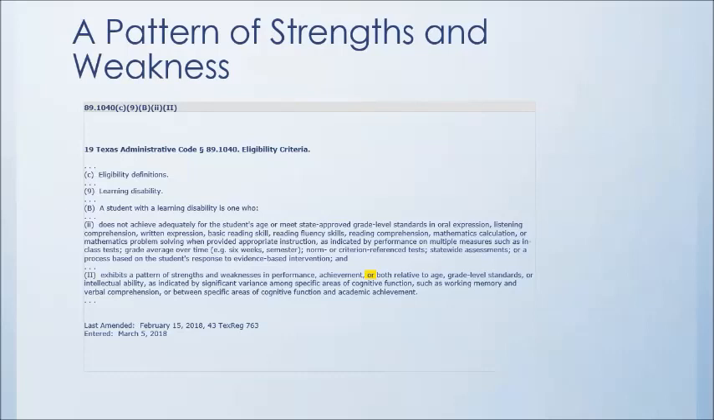So in other words, there's different models that one can use to diagnose children with a specific learning disability. Here, I am focusing on the pattern of strengths and weaknesses since this is one of the models that can be used. I just want to go ahead and emphasize where it indicates exhibits a pattern of strengths and weaknesses in performance, achievement, or both intellectual and academics.